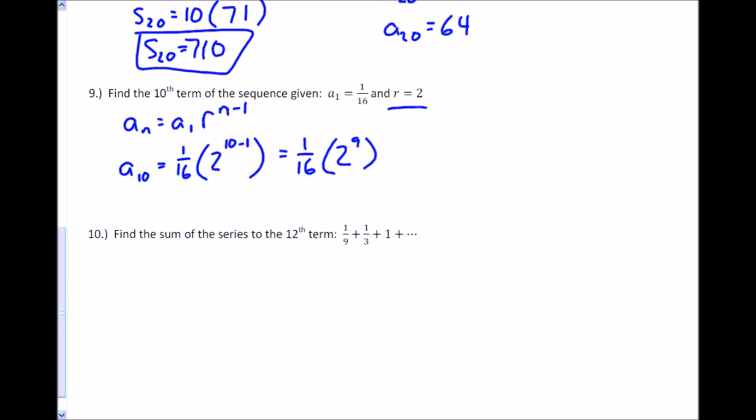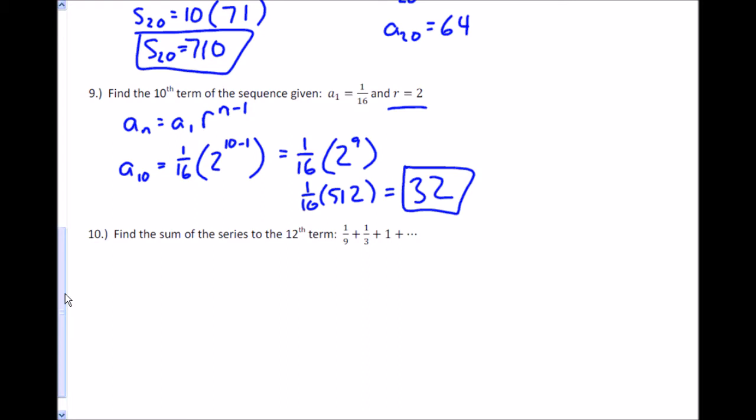And just when you do this, make sure you follow order of operations and you do to the 9th power first. That gives you the 512. And then multiply that by the 1/16, and you'll end up finding out that we're at a 32. Okay, so the 10th term is 32, and that's it.